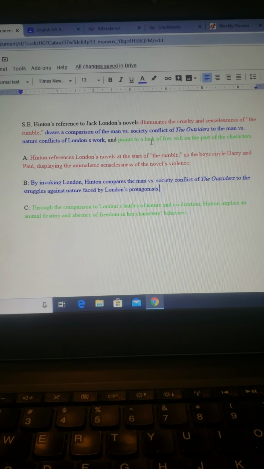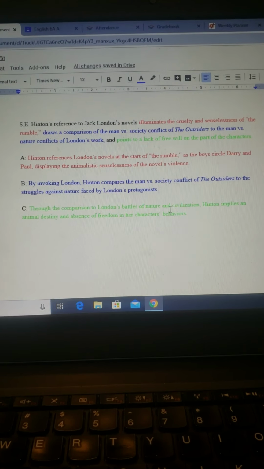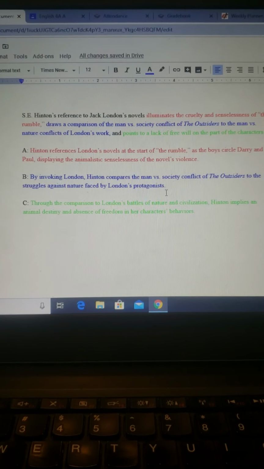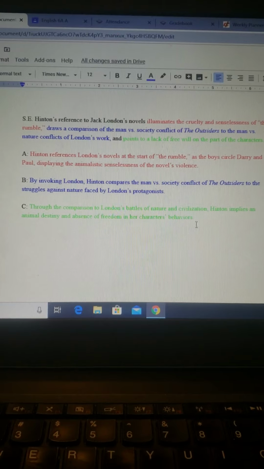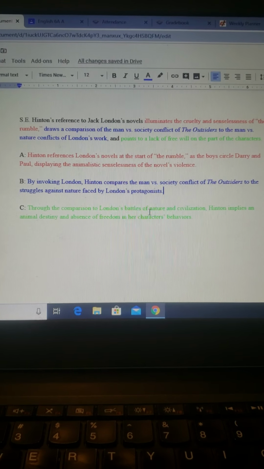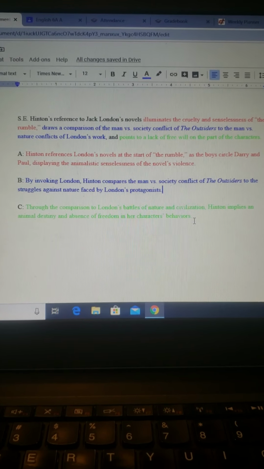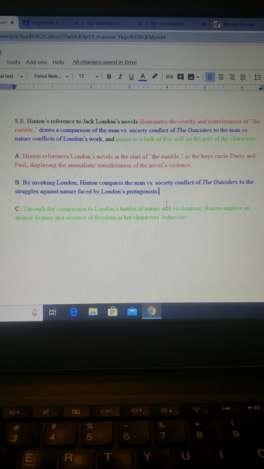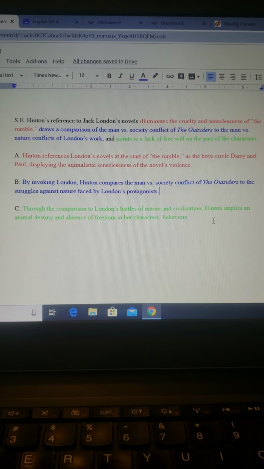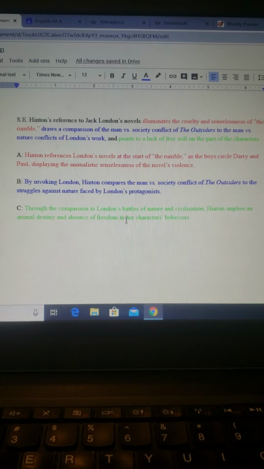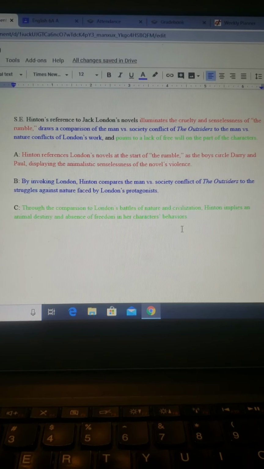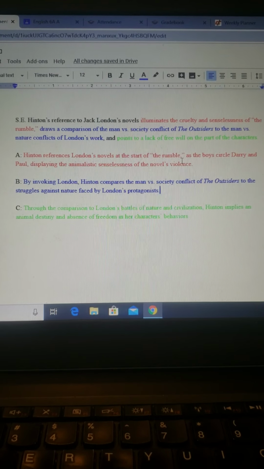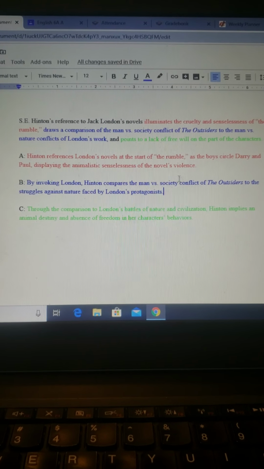Then, point C: it points to a lack of free will on the part of the characters. This builds off of point B. I hope you can see that green color on the screen. I think you can. So through the comparison to London's battles of nature and civilization, and these are internal battles again, the characters face in London's work, Hinton implies an animal destiny and absence of freedom in her characters' behaviors. So what I mean by an animal destiny, again, I'm kind of echoing that senselessness that I talked about.